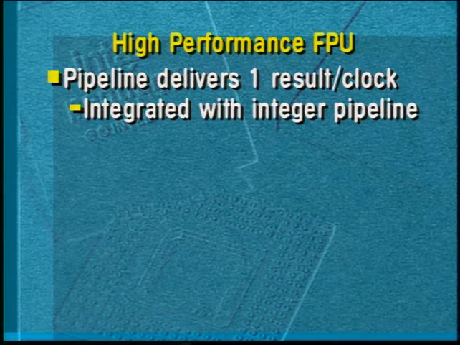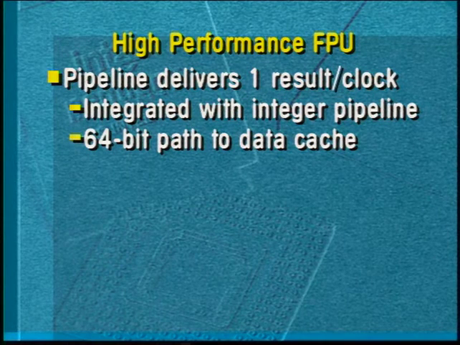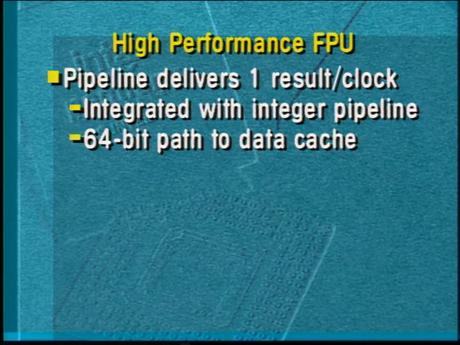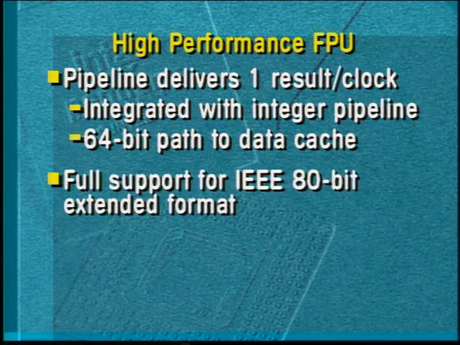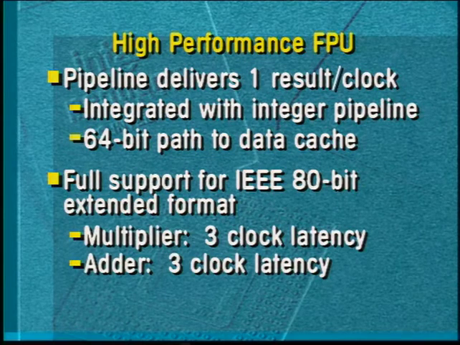The floating point pipeline was closely integrated with the integer pipeline. This was important in optimizing for memory-to-register operations to deliver 1 64-bit memory reference per clock in parallel with 1 floating point operation. The floating point execution units support the 80-bit IEEE extended format with short latencies. The multiplier and adder have latencies of 3 clocks for all formats.